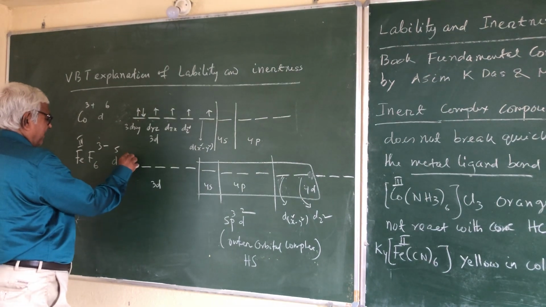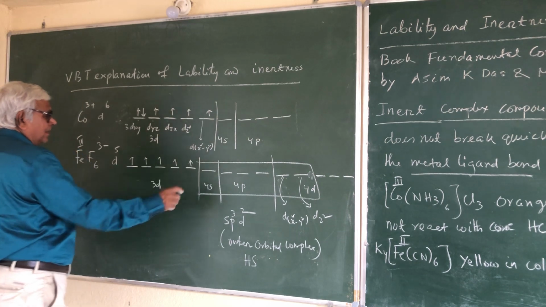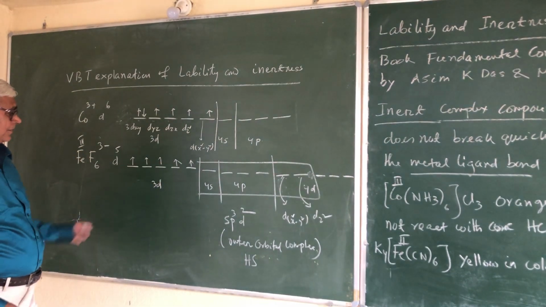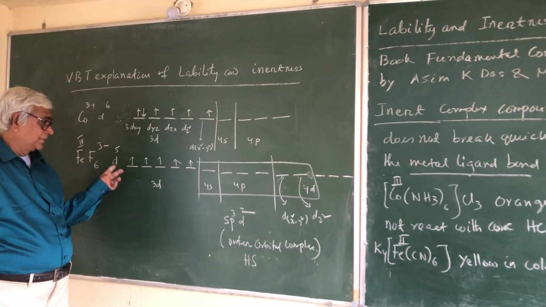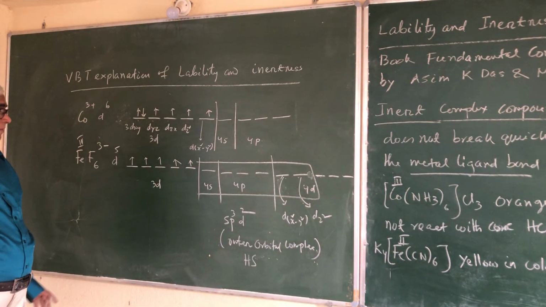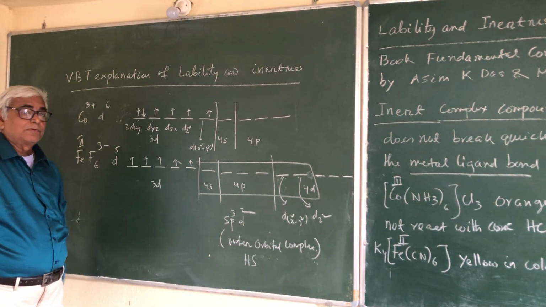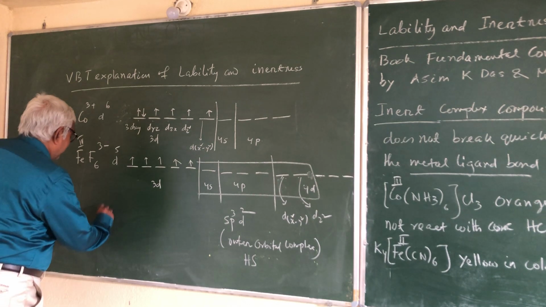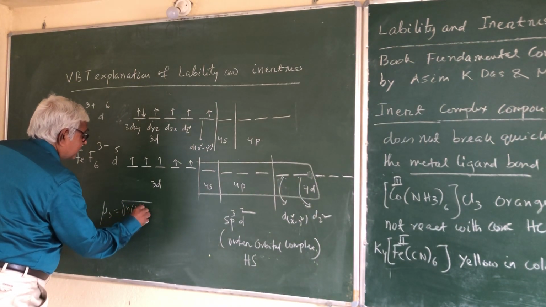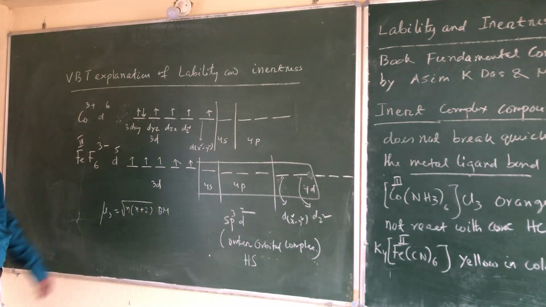Because here 3d orbitals will contain 5 unpaired electrons. From the magnetic moment study, you can say whether the complex is an outer orbital or inner orbital complex. The previous complex was diamagnetic, and this complex will be paramagnetic. The spin only magnetic moment is equal to root over n into n plus 2 BM, Bohr magneton. n is the number of unpaired electrons.